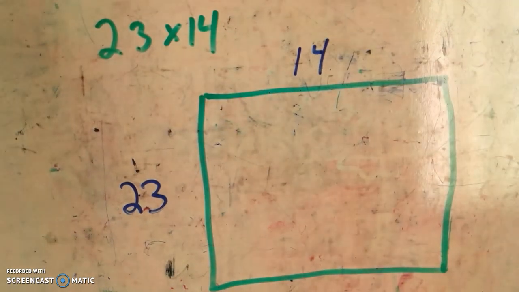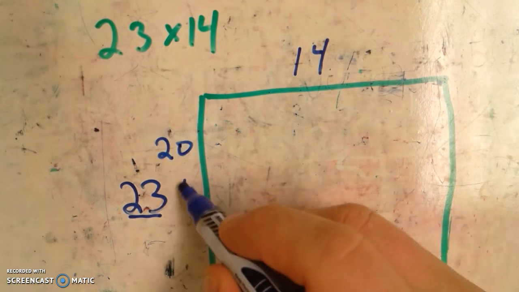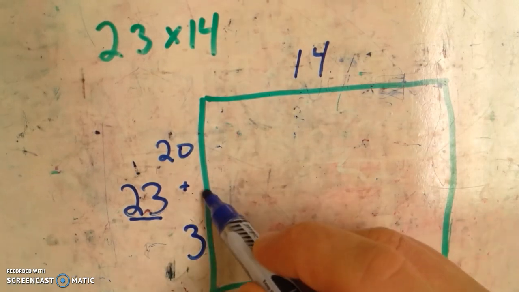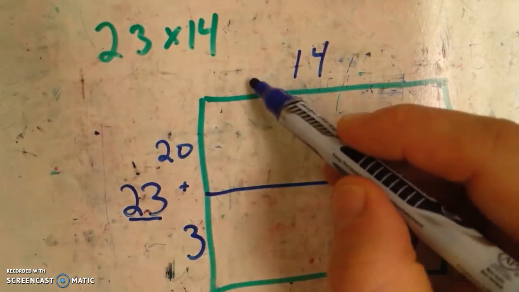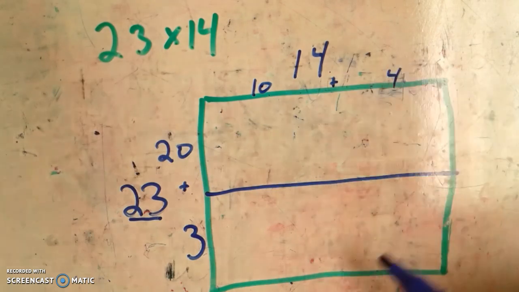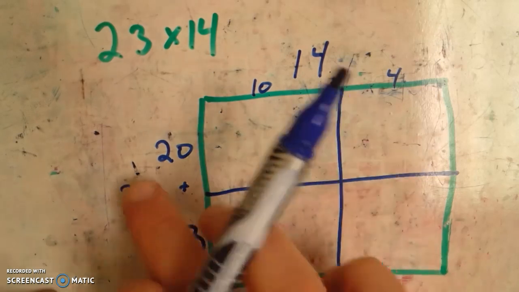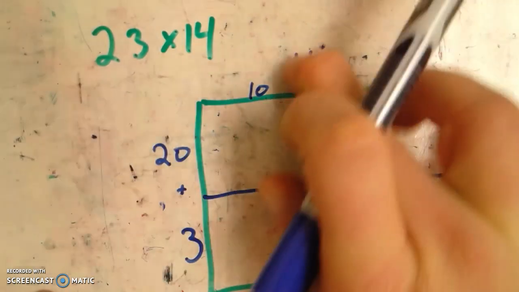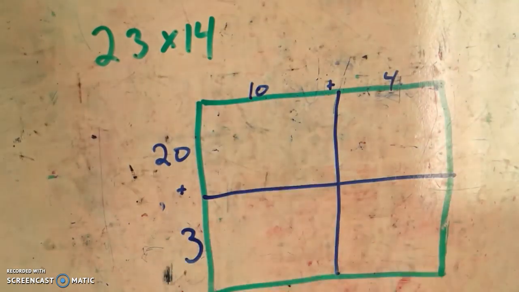Now, what you're going to need to do is break both of those numbers up. So, 23 is 20 and 3, and you're going to split that like that. 14 is going to be 10 plus 4, and you're going to split it that way. So this is your first opportunity to have, call it a window, call it what you want, but we have 4 different boxes now. I'm going to erase the 23 and the 14, just so you can still see it. You know that 20 plus 3 equals 23, and 10 plus 4 equals 14.